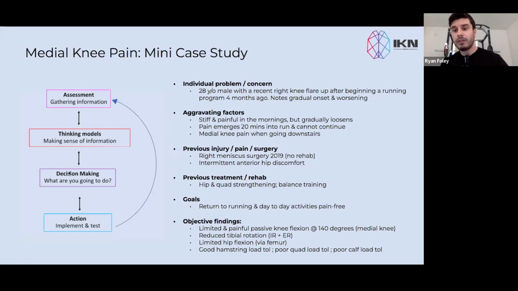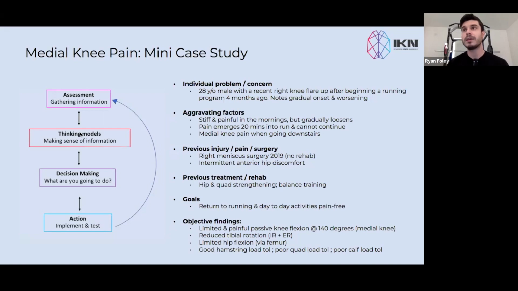Now, when we run that information through these models, one model that we're going to run that through is a constraints-led model, or the model of interacting constraints by Karl Newell, which looks at how movement emerges from interacting constraints: individual constraints, task constraints, and environmental constraints, okay?